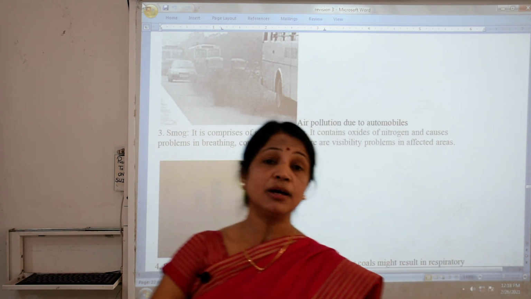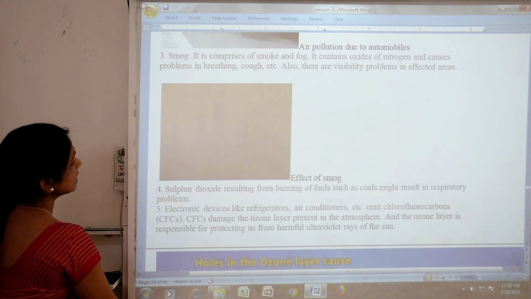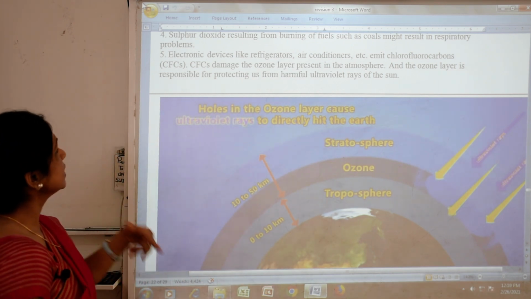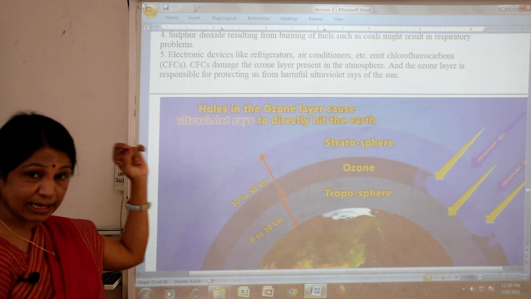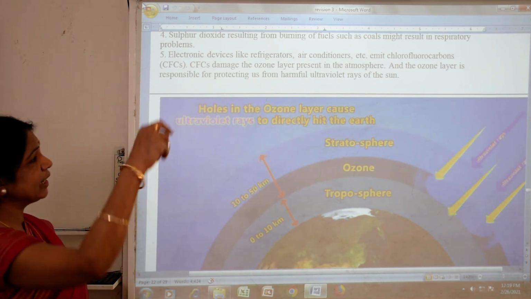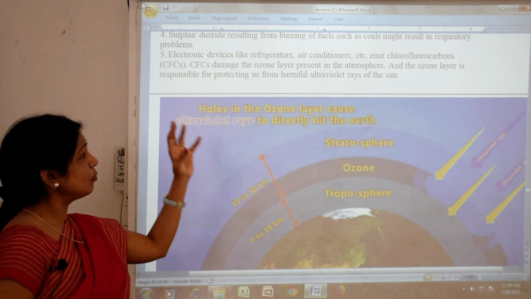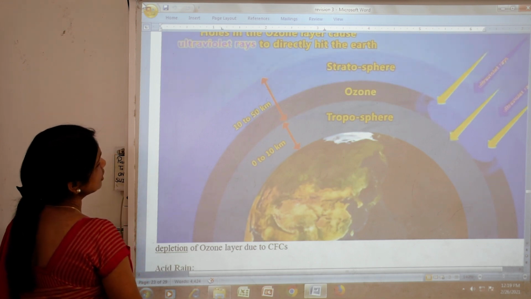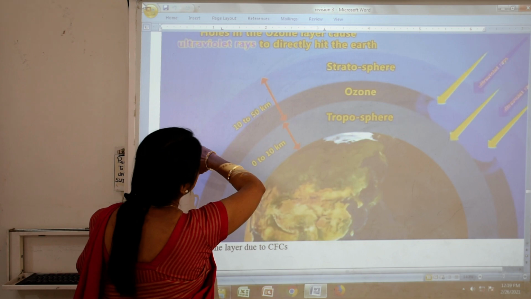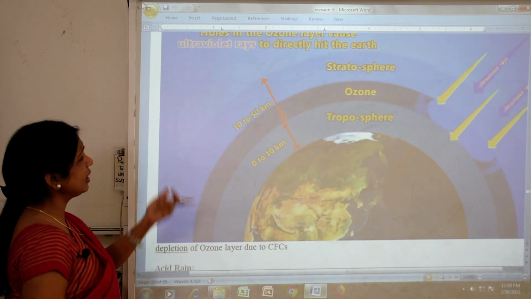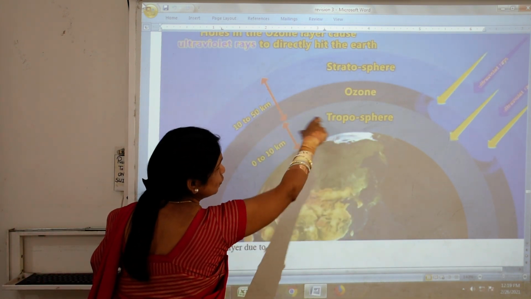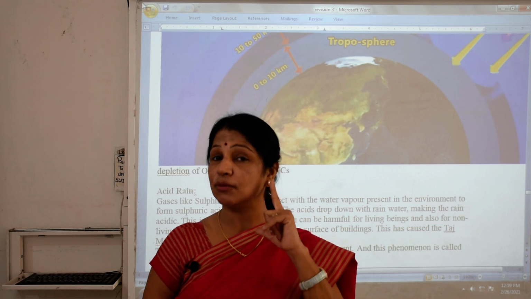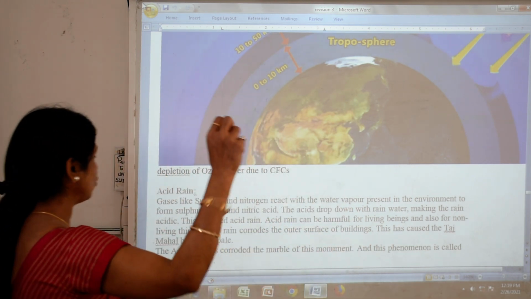Now further we are going to see sulfur dioxide from the burning of fuel, which results in respiratory problems. Now here we are going to see CFCs, chlorofluorocarbons. CFCs damage the ozone layer, which is present in our atmosphere, and the ozone layer is responsible for protecting us from harmful rays such as ultraviolet rays and infrared rays. This is a very nice picture that I brought for you. Here are the various types of rays, the ultraviolet rays, and the layers: stratosphere, ozone, troposphere. The depletion of the ozone layer is due to only one thing, that is CFC. So we should control CFCs.